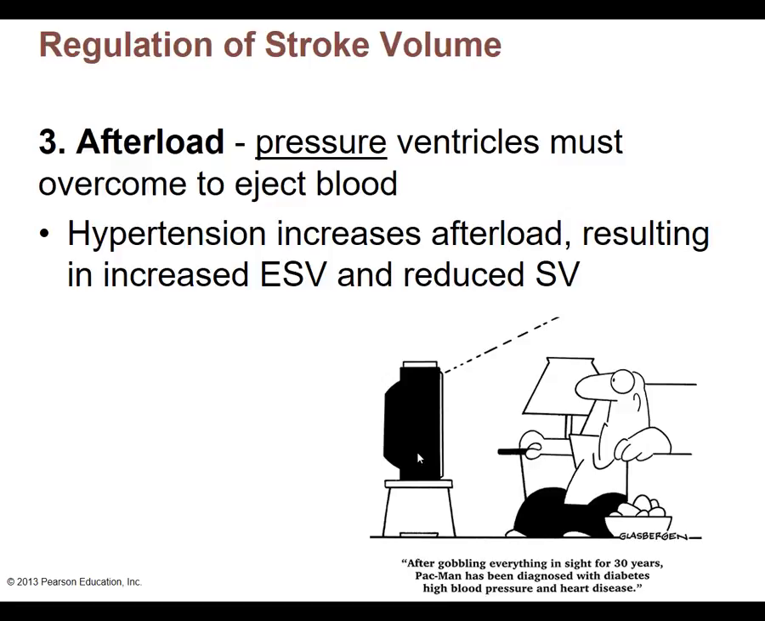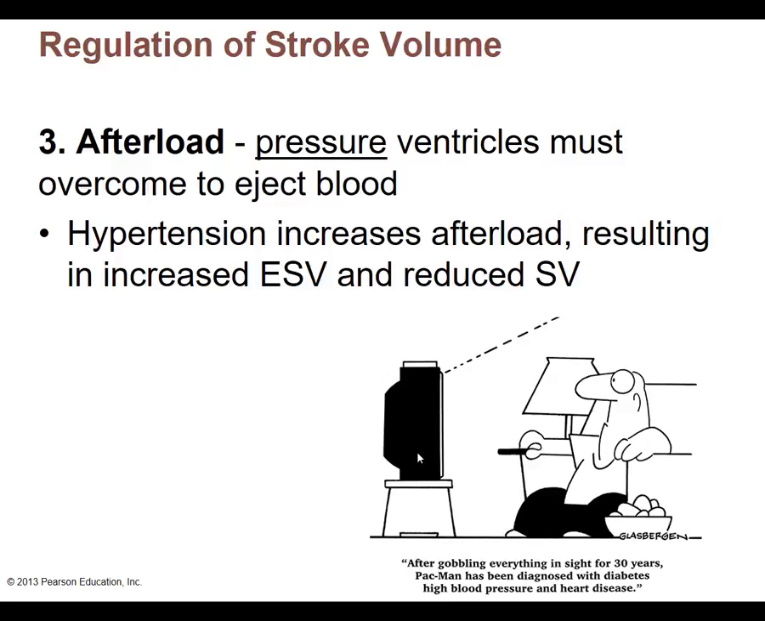So if you have hypertension, if you have high blood pressure, it means the blood that's already in the aorta, right outside the heart, is going to be really high, which means your heart has to pump really hard to send blood somewhere where there's already a high pressure of blood. And so hypertension increases afterload.